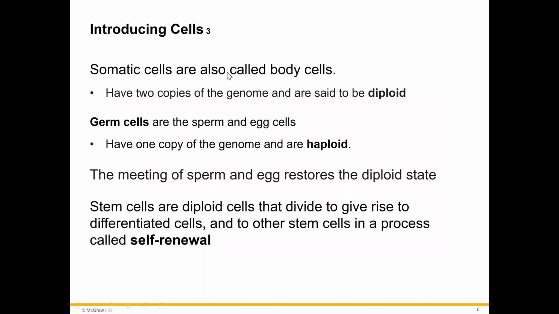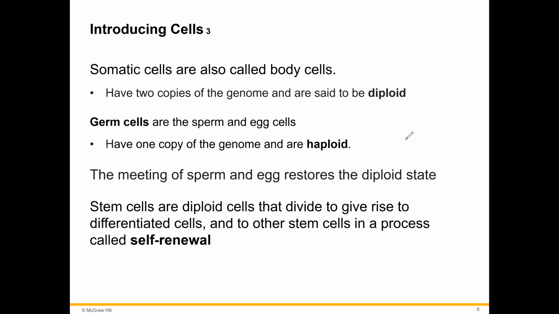Somatic cells are also called body cells. They have 2 copies of the genome and are said to be diploid. Germ cells are sperm and egg cells. Another name for egg cells is ova. Ovum is singular, ova is plural, and they have one copy of the genome and are haploid. The meeting of sperm and egg restores the diploid state.